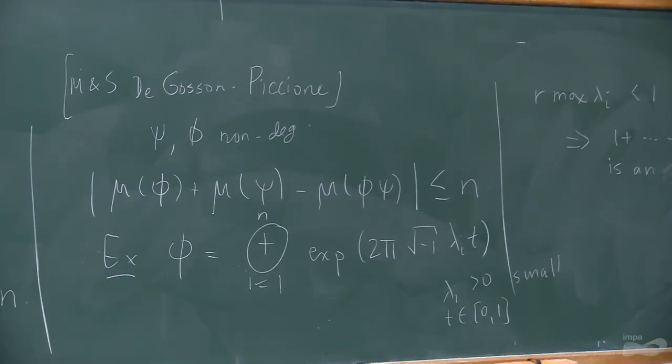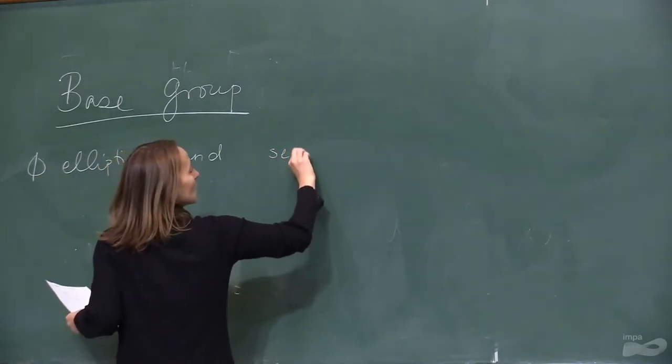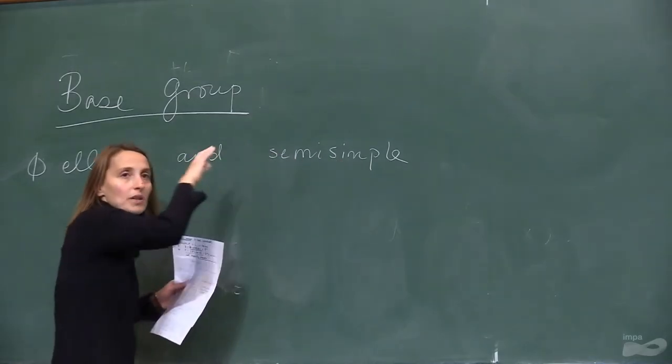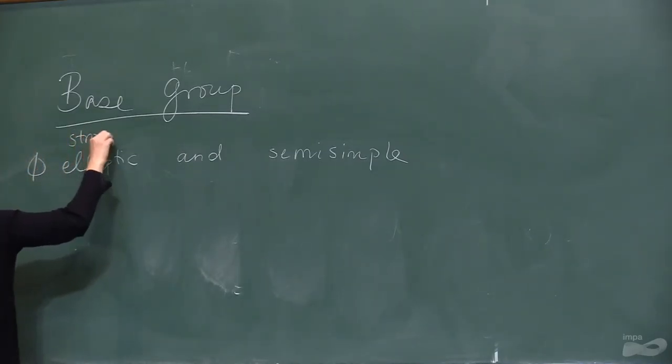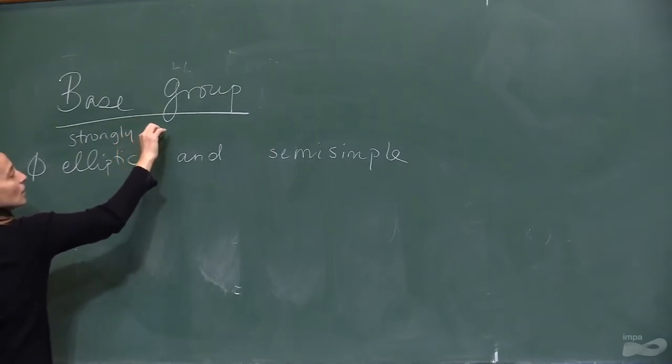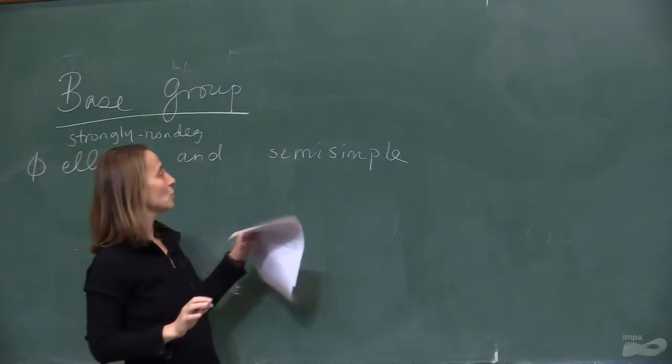Okay, so now the next ingredient is what we call the base group. The base group is the following not very tractable by itself object. So let me take, again, an elliptic symplectic map. And I want to assume that it is semi-simple. In general, you don't need to assume that. You can just get an isospectral deformation of what you started with, because everything depends on the endpoint. And what I'm going to define doesn't depend on the deformation, so everything works out. But for simplicity, let's just assume that.